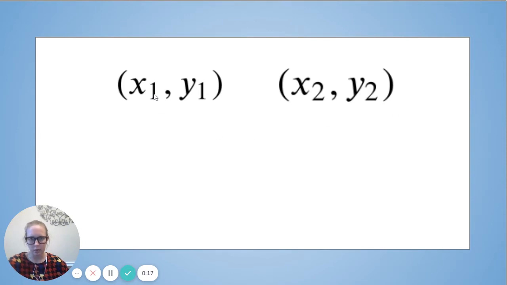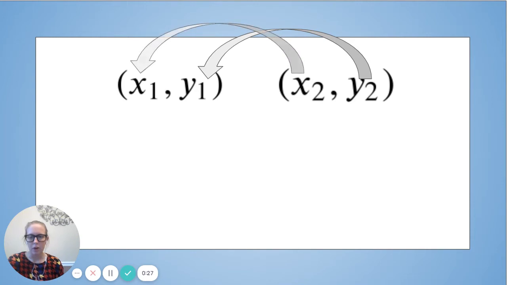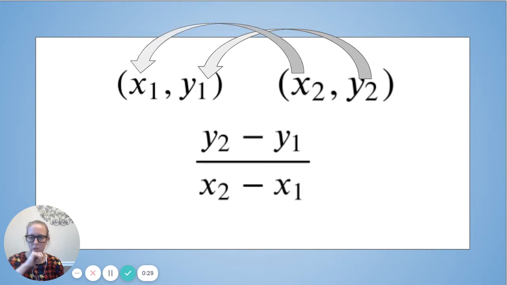And these little numbers right here, these subscripts, they only represent a position. We don't actually use them in our calculations. So our equation is y2 minus y1 over x2 minus x1. So that is our slope formula, our rise over our run.